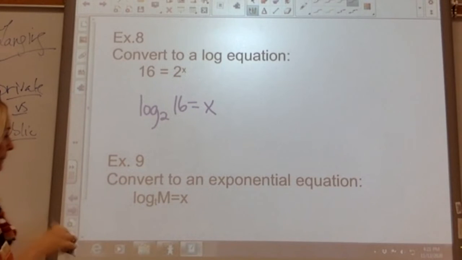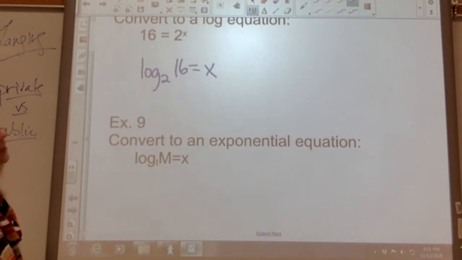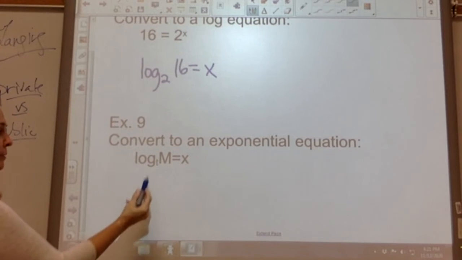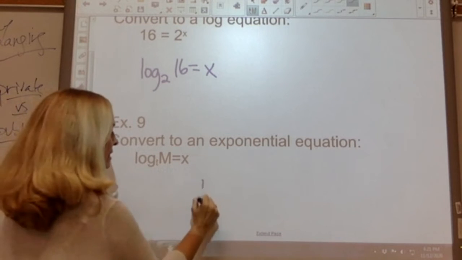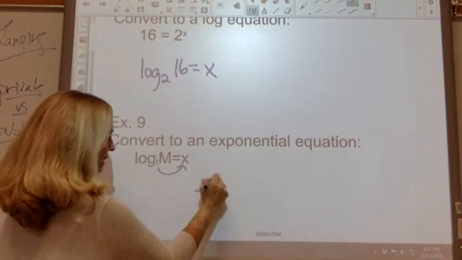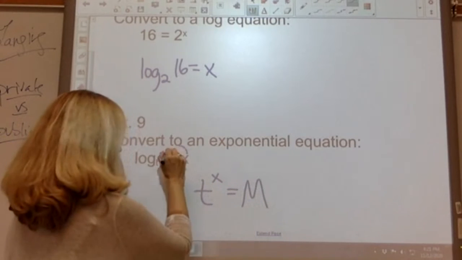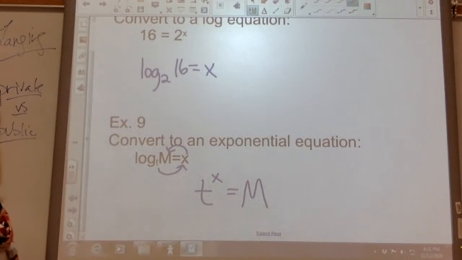Okay? And this one says convert to an exponential equation. So this is in log form. So I take my base, which is t, and it is raised to the power, which is x, and it equals m. Okay?